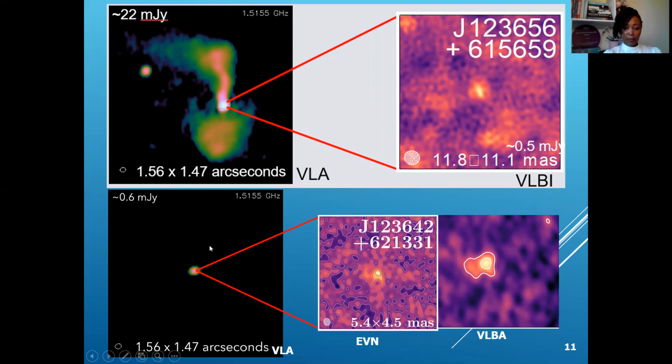Similarly, we have this faint source. Just looking at the VLA image, you will not be able to infer whether it's an AGN or whether there's any AGN activity, since we lack structures such as jets. But bringing in observations with the VLBA, you're able to reveal a compact core, with both the EVN and the VLBA.